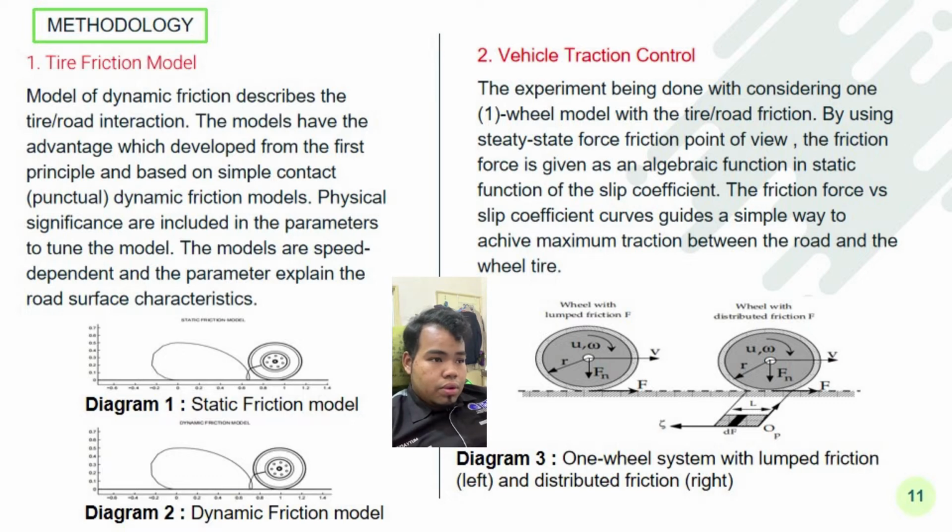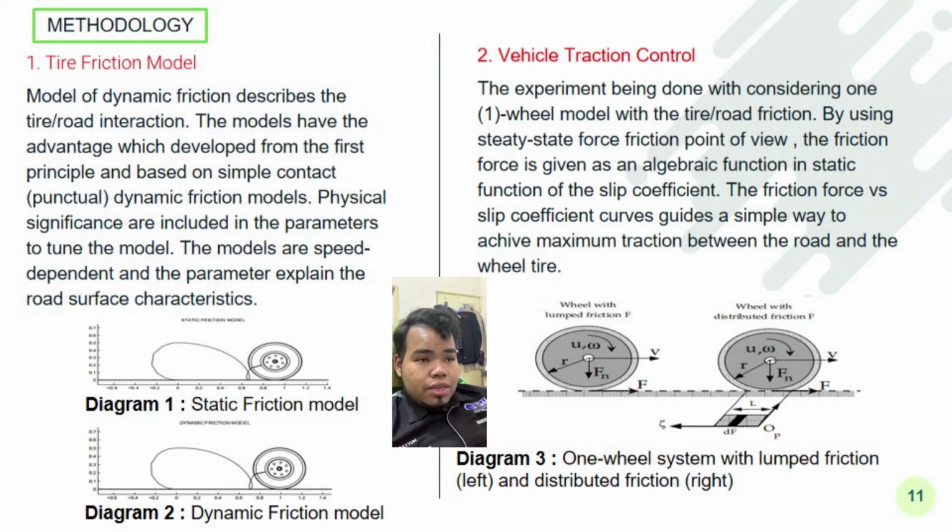Diagram 1 shows the static friction model and diagram 2 shows the dynamic friction model. Both models are slightly different. And number 2, the vehicle traction control. The experiment is done considering a one wheel model with the tire-road friction.